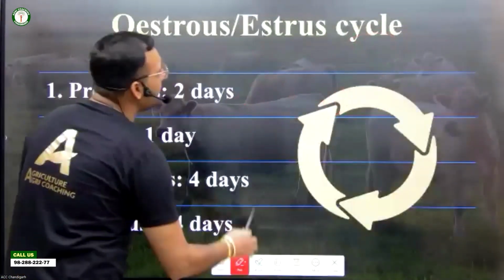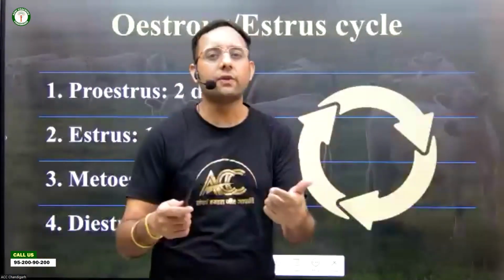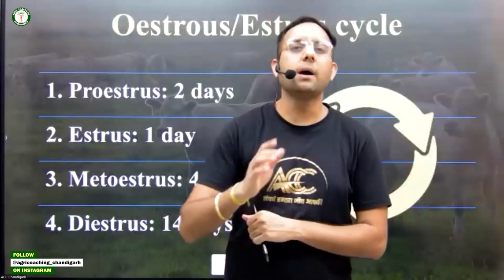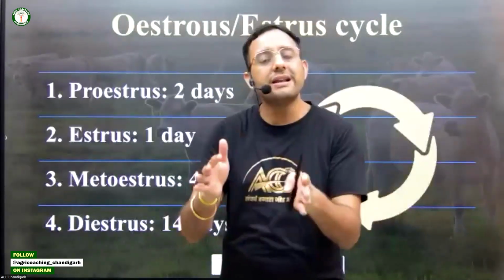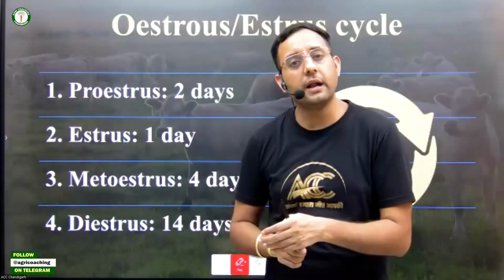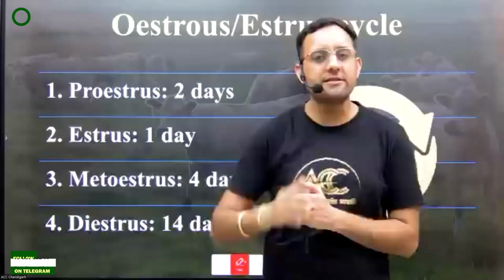Now if a cow is coming in heat immediately after calving, we should not proceed with the mating. Why? Because we will give a rest period of 60 to 90 days to the cow. Why a rest period? Because that is known as the service period. A service period of 60 to 90 days is required.